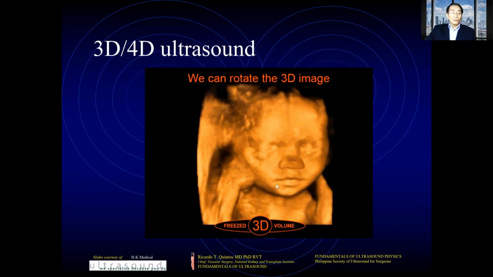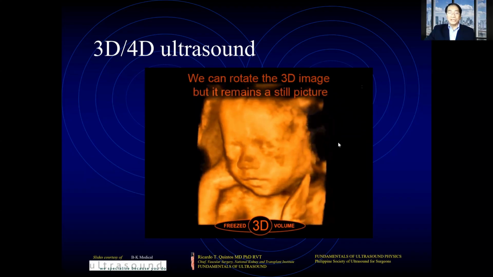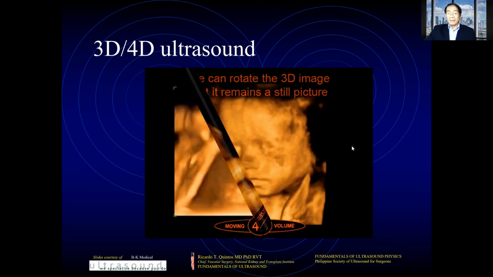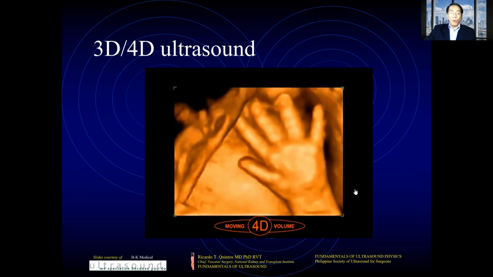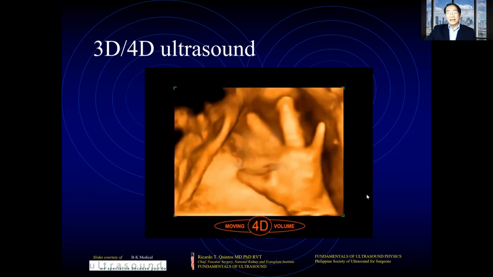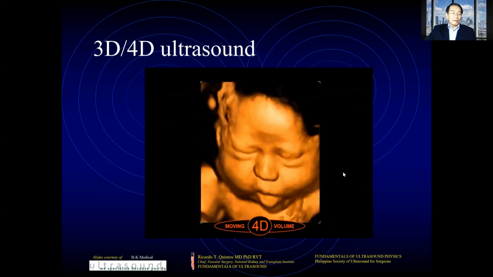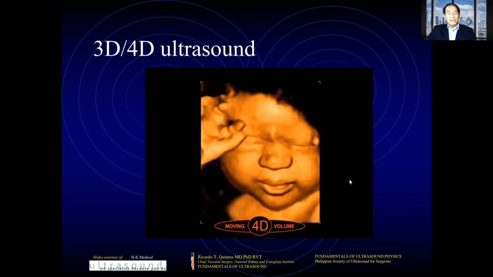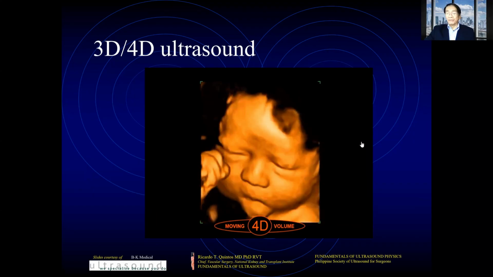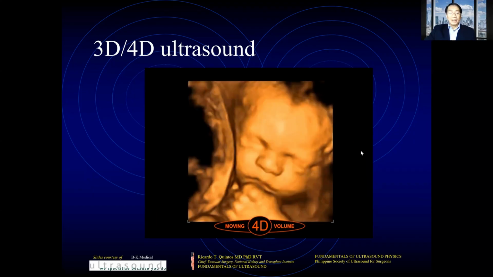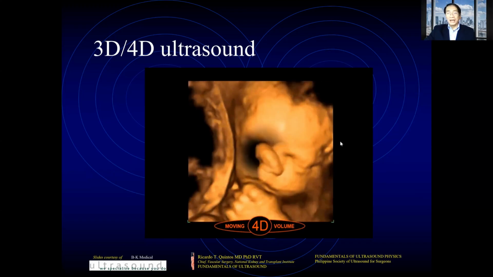Now, if you rotate the 3D, that is still not 4D, because this is frozen in time. This is still just a still picture, frozen in time. But the 4D ultrasound is one that shows you actual movements in a 3D environment. So here is the 4D ultrasound, and you are actually seeing movement in 4 dimensions, and you can get machines with very, very strong computing power that can display the ultrasound images in 4D.